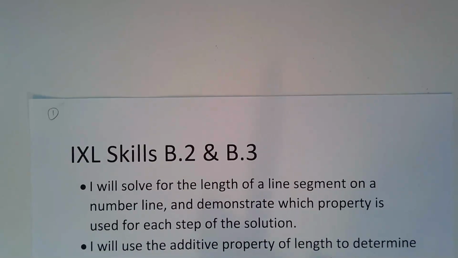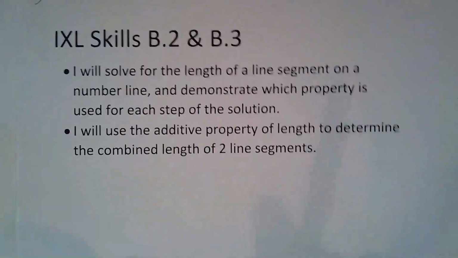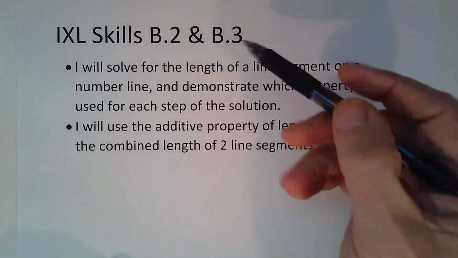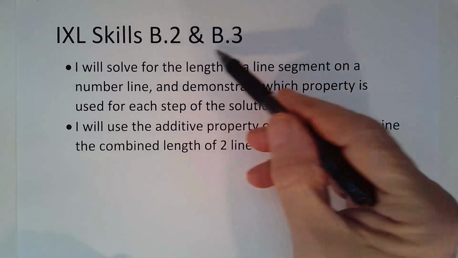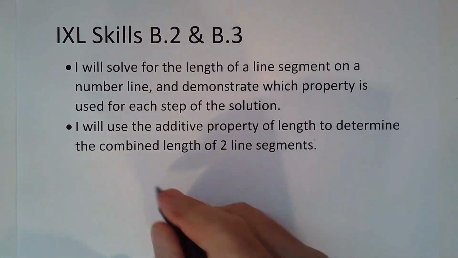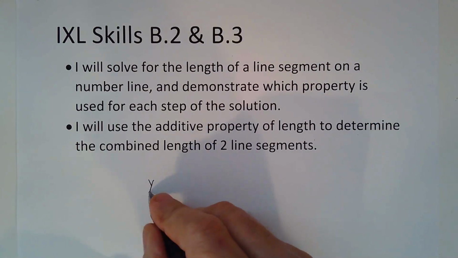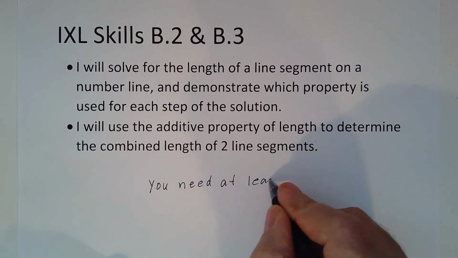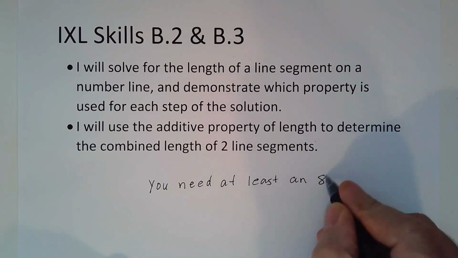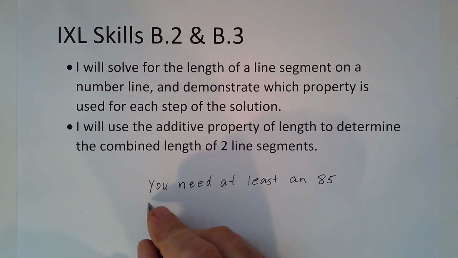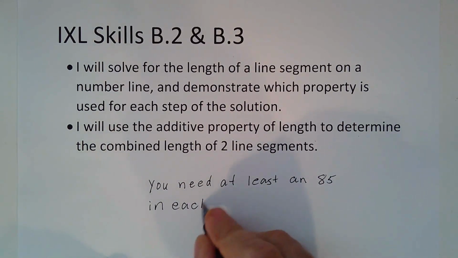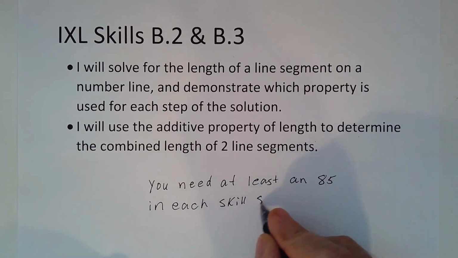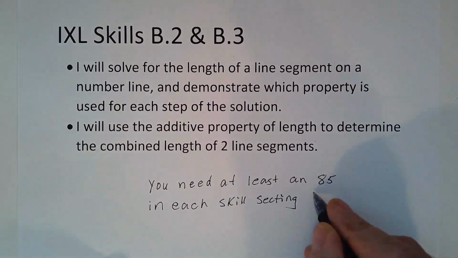Let me just go back and pull up our first sheet here. You know that you're going to go back to IXL and you're going to complete again in section B numbers 2 and 3, and you need at least an 85 in each skill section to get extra credit.